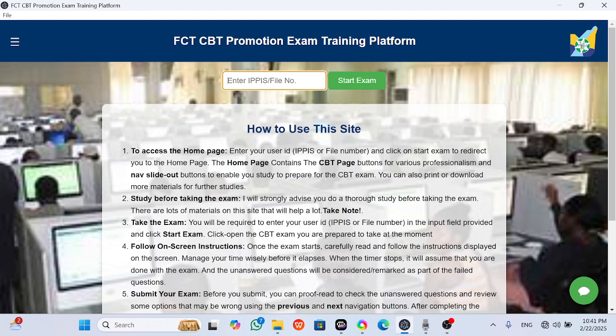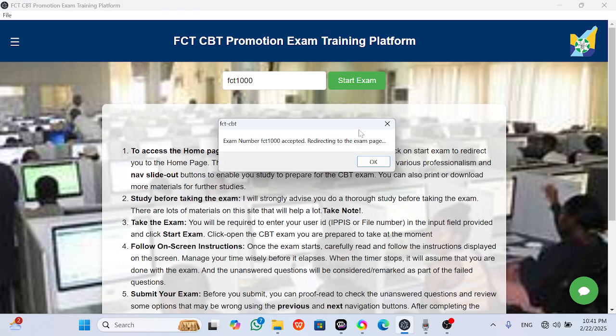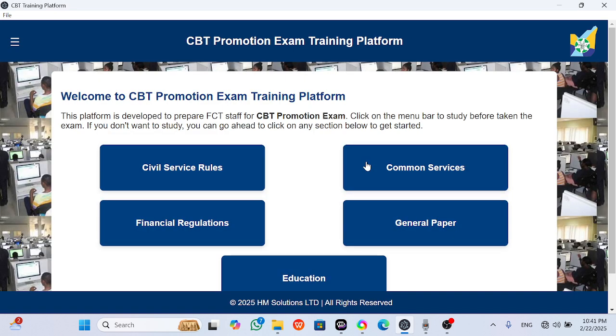By the time you enter that unique number given to you as your login ID, it is going to connect your page to your profile, so that by the time you finish your exam and submit, your result goes directly, or it will drop where others are dropping, but against your profile or against your name.